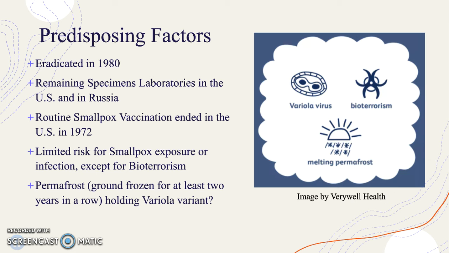There's a limited risk for smallpox exposure right now, except for terrorism, which again is the smallpox-infested blankets or aerosol. There's also another factor, which could be permafrost, ground frozen for at least 2 years in a row, holding this virus that could be released. The laboratories keep those specimens just in case we were to have another outbreak. Then we'd have a way to vaccinate again because we know the vaccine works. They've looked at mummies thousands of years old that had smallpox. So super fascinating, but also scary.